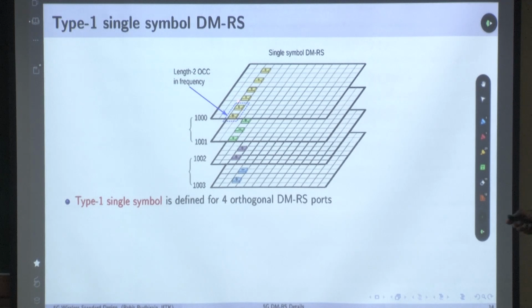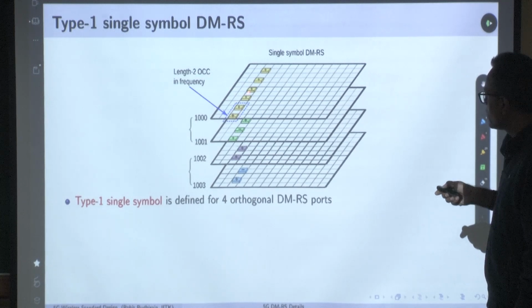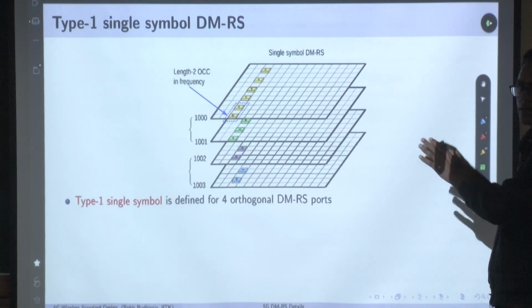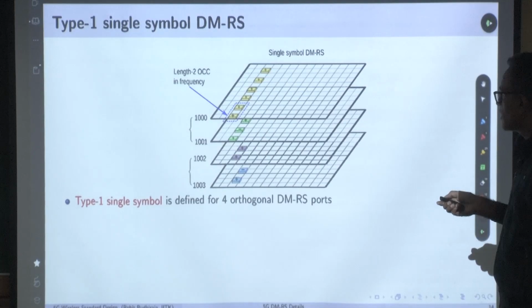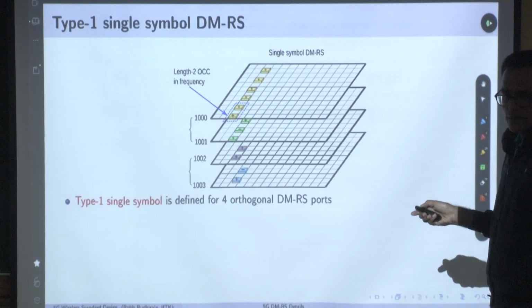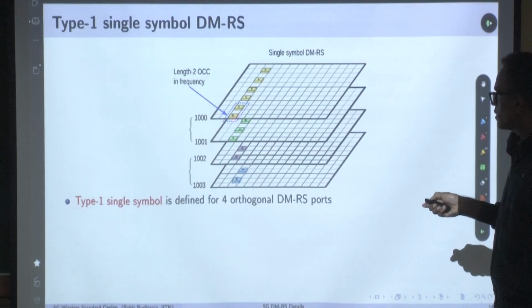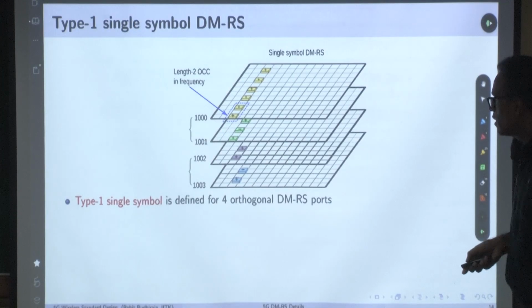So you look at this. This is one symbol, which is why I recaptured the DMRS transmissions. Look at where it is beginning. It is a front loaded DMRS, so this is beginning from the second symbol.